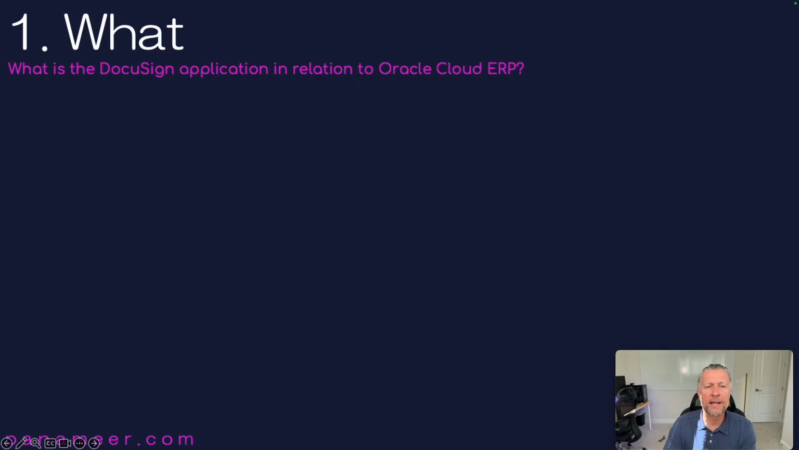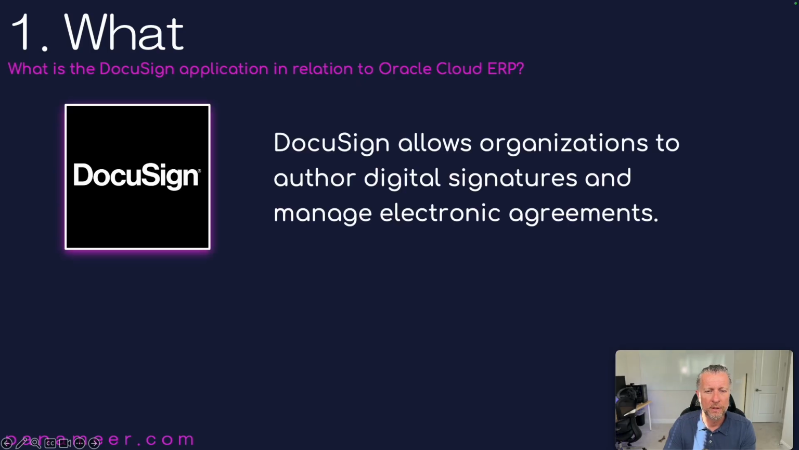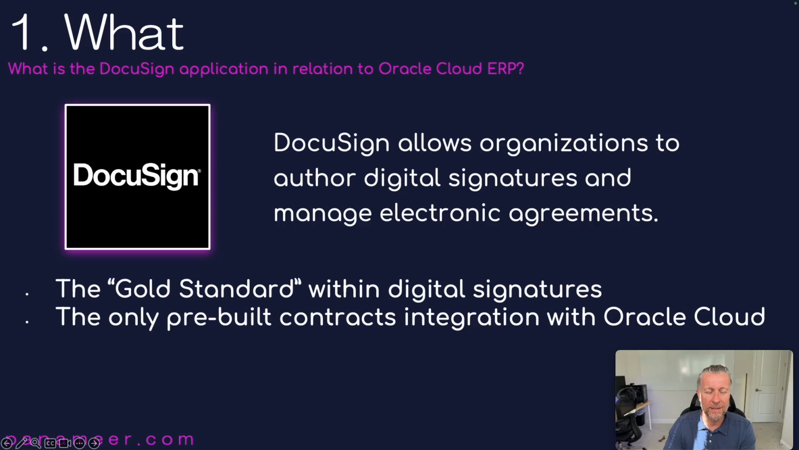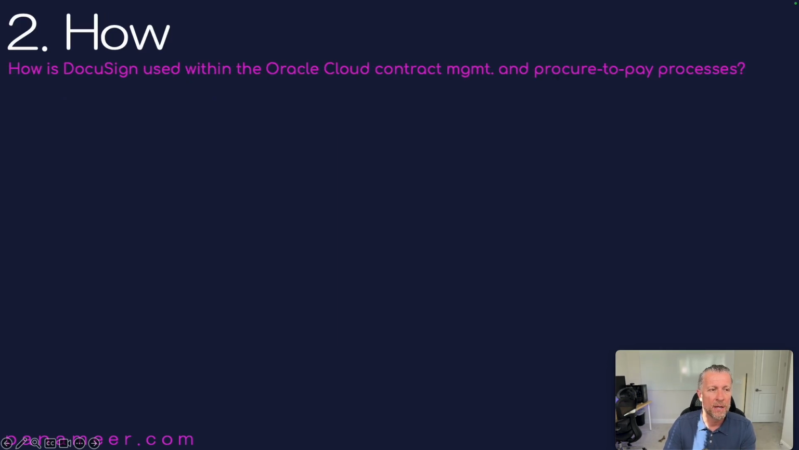Slide 1. What is the DocuSign application in relation to Oracle Cloud ERP? DocuSign allows organizations to author digital signatures and manage electronic agreements. It's worth noting that DocuSign is the gold standard within digital signatures. In fact, it's the only pre-built contracts integration point within Oracle Cloud ERP.